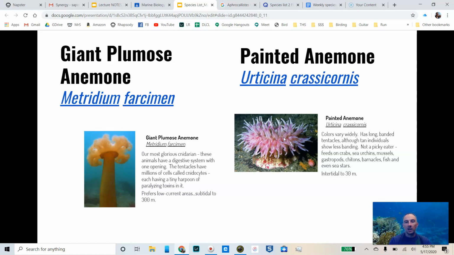These guys will eat a lot of things. They have a pretty hard sting too, so some people are sensitive to this one as far as touching it goes. They'll eat things that wash into them. Crabs, they'll grab a crab. They'll eat sea urchins if the sea urchin wanders across. They'll eat mussels or snails, chitons, anything, fish of course, that will wash across it.